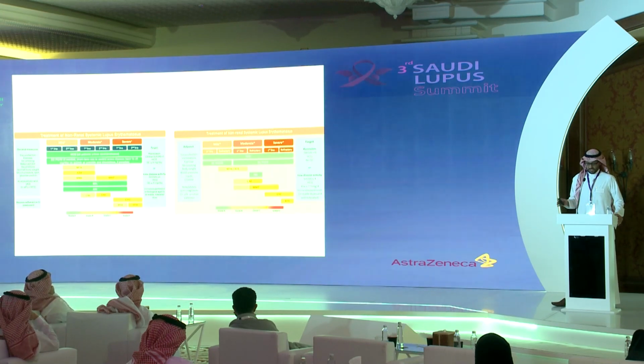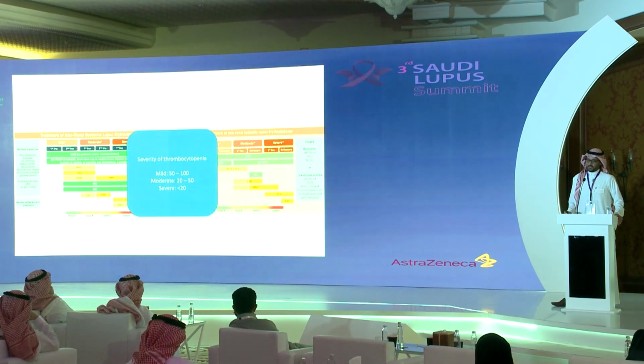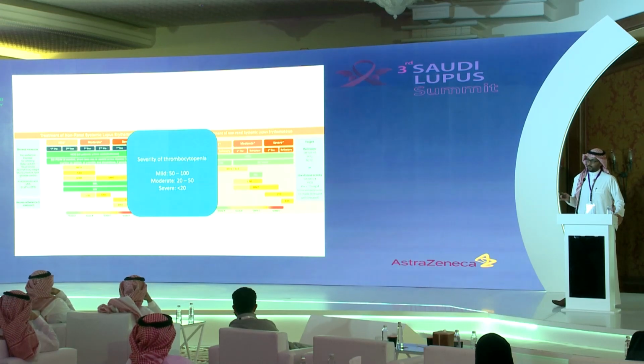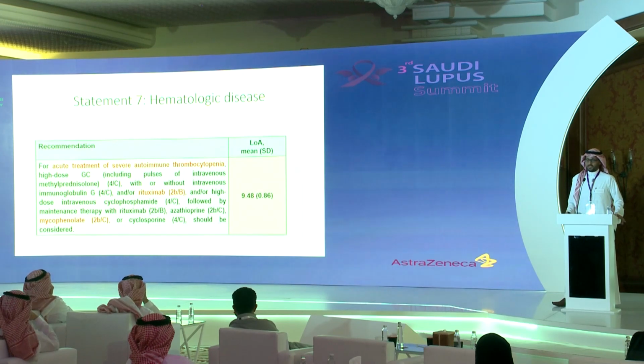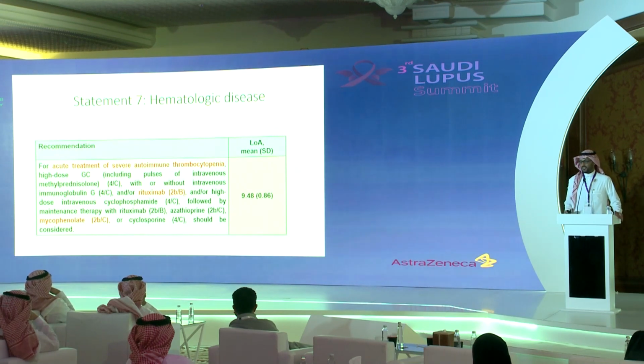When they say mild, moderate, and severe, basically it's numerically based. So if we are saying severe, it's basically less than 20 to 30,000 platelets. And this is their statement 7. If you compare it with the previous recommendation, you will find it's almost the same, so it hasn't changed a lot. If the patient has severe thrombocytopenia, you have to go with high doses of glucocorticoids, plus or minus IVIG, plus or minus rituximab or cyclophosphamide, and then you go through with maintenance.